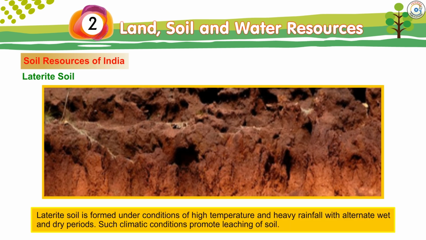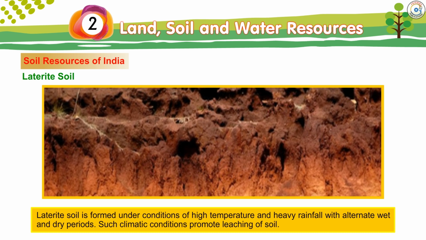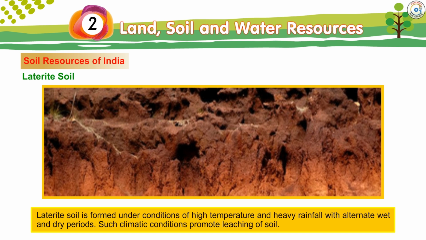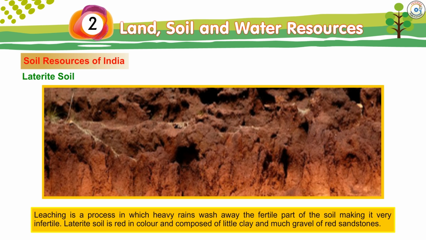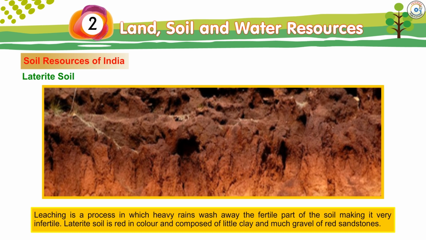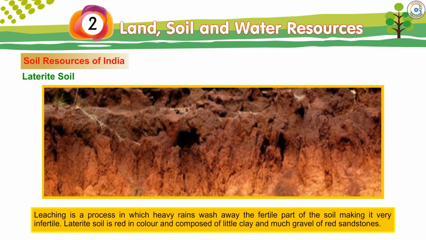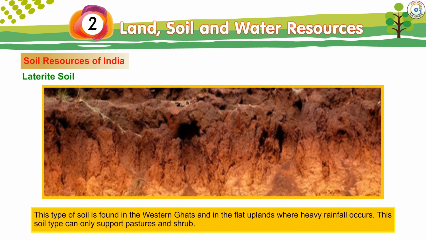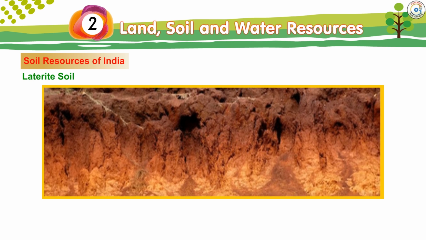Laterite soil. Laterite soil is formed under conditions of high temperature and heavy rainfall, with alternate wet and dry periods. Such climate conditions promote leaching of soil. Leaching is a process in which heavy rains wash away the fertile part of the soil, making it very unfertile. Laterite soil is red in color and composed of little clay and much gravel of red sandstones. This type of soil is found in the Western Ghats and in the flat uplands where heavy rainfall occurs. This soil type can only support pastures and shrub.